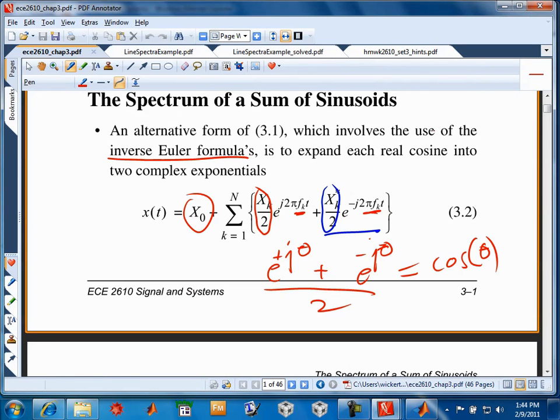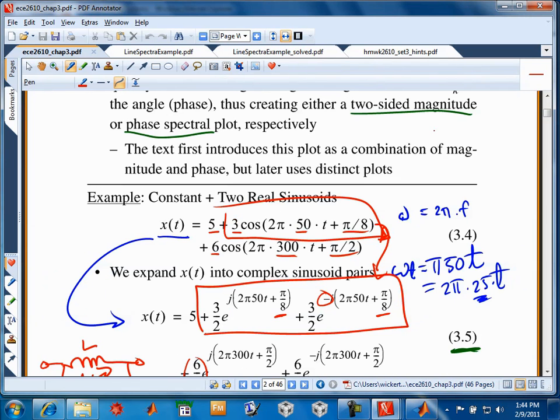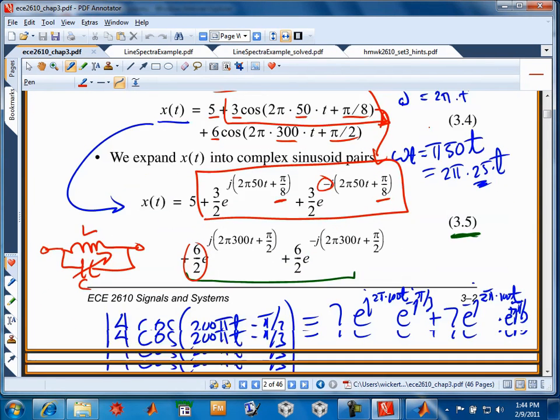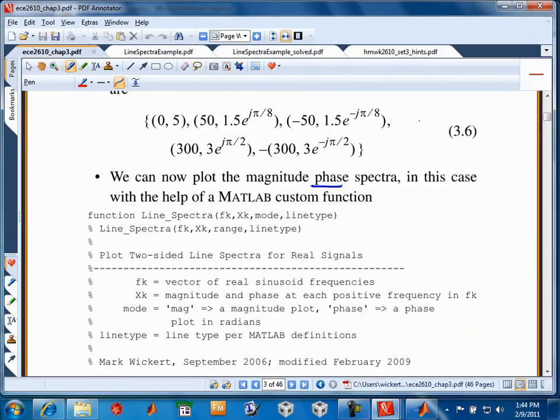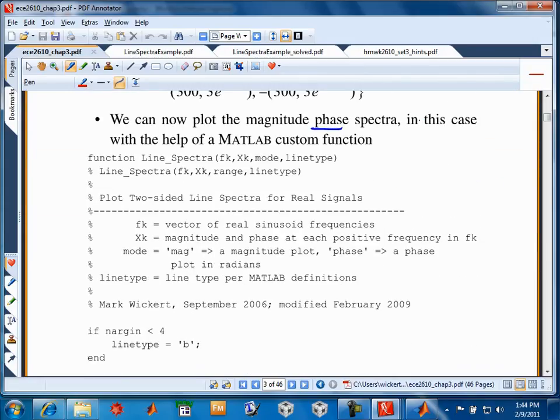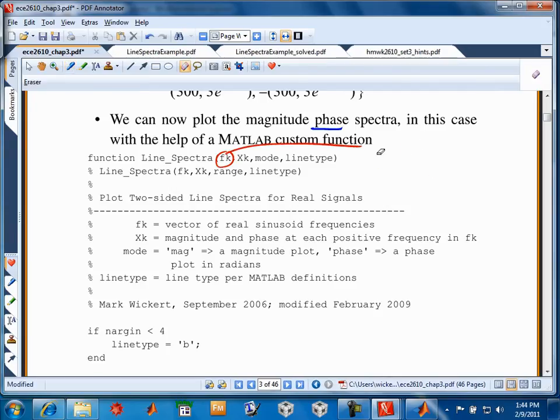All the math in the book is good and fine, but when you use the function that I wrote in MATLAB, it has a particular interface that's not necessarily all that obvious. I wrote it the way I wrote it in order to cut down on typing. So when you call into this function line spectra, all you have to do is put in DC plus positive frequencies.